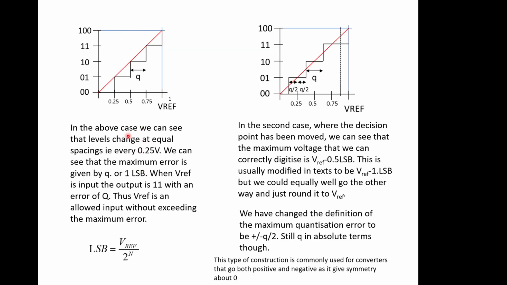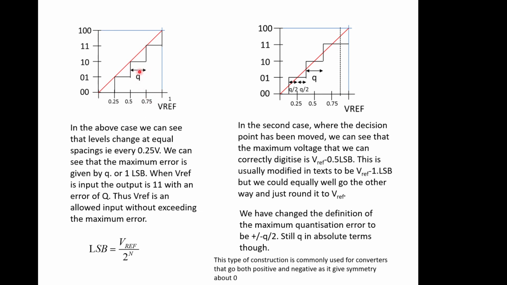The quantization error is the same in both cases, whatever goes on, because this width here is the maximum quantization error that can occur, and it's usually still Q over here, but it actually goes either side of the red line, so you get plus or minus Q over 2. As it says here, this type of construction is commonly used for converters that go positive and negative, as it gives symmetry around 0, and this one can be used for ones that only go in the positive direction. Doesn't really make a lot of difference in terms of quantization noise.